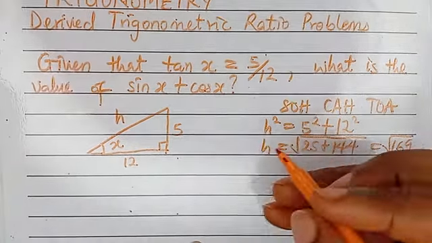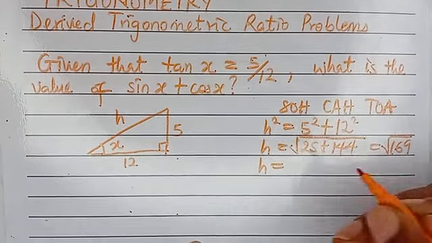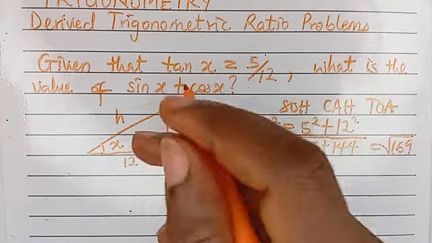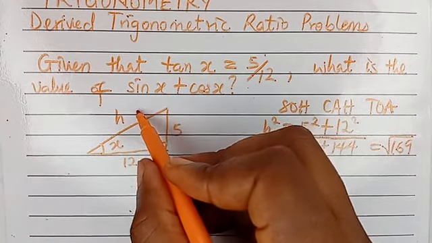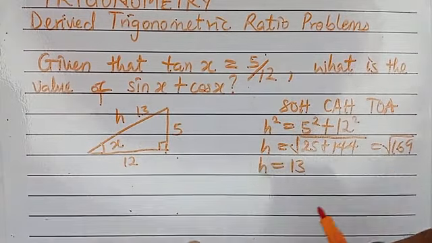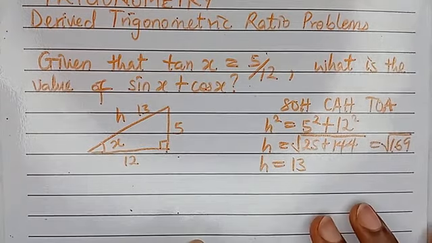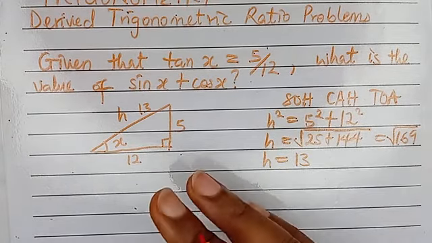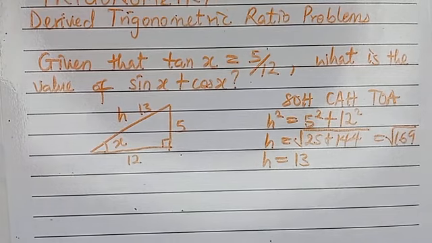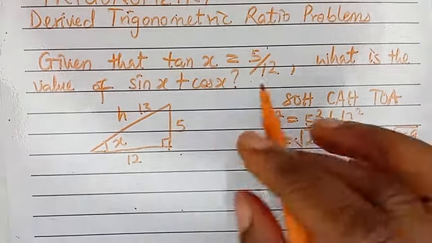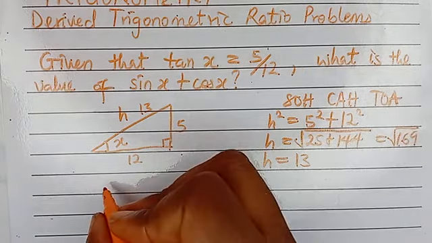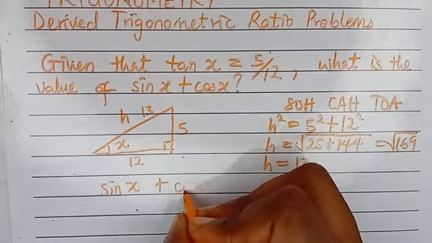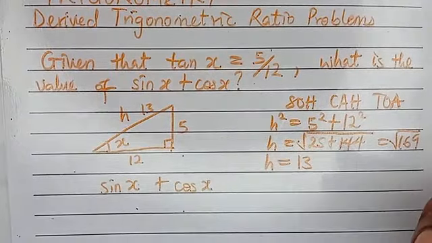We have that h is equal to 13, so the hypotenuse is equal to 13. Having seen this, we now get into the problem itself. This is always the preliminary thing to do. We have: what is the value of sine x plus cos x? So we write out sine x plus cos x.